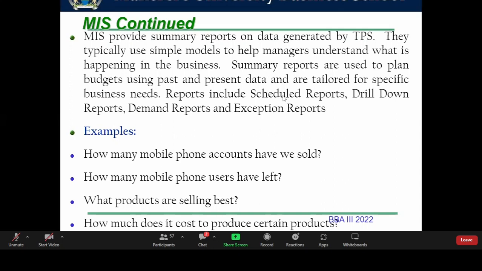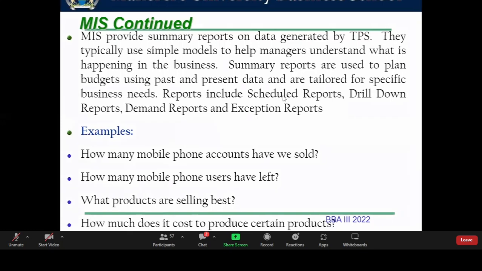The examples are: how many mobile phone accounts have we sold? How many mobile phone users have left? What products are selling best? How much does it cost to produce a certain product? You realize that for us to arrive at decisions, or to arrive at the answers to these questions, we must be well grounded in the operational level.